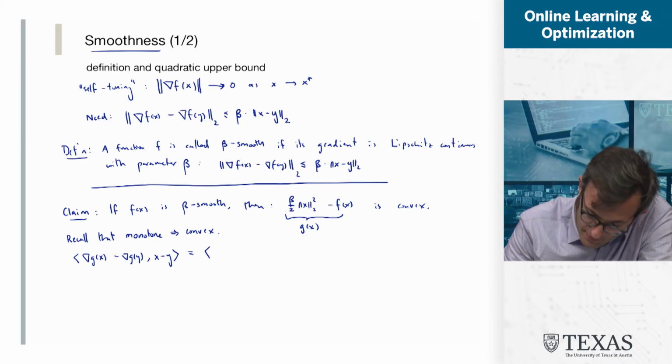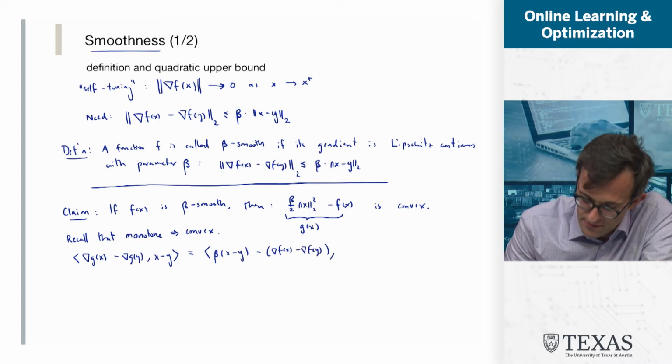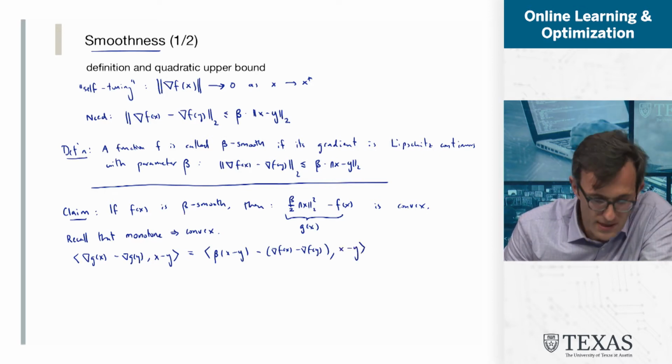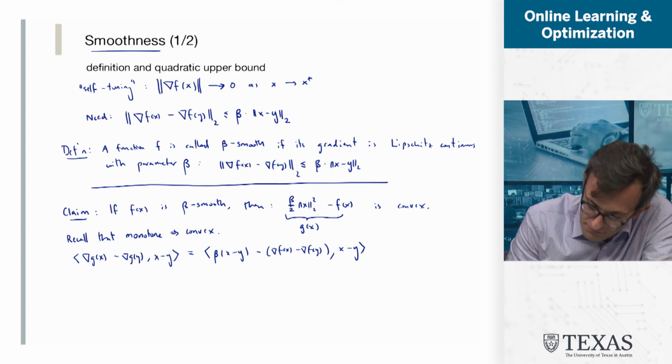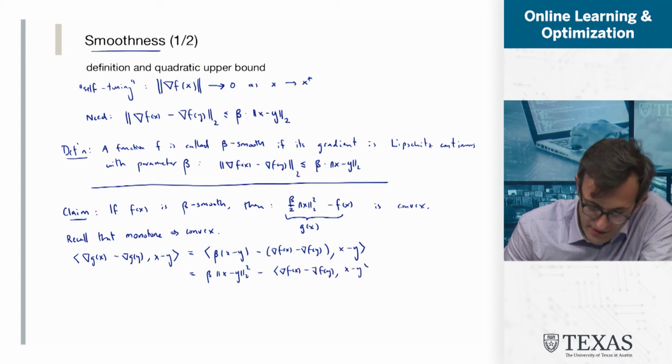Grouping those terms together, this is equal to beta times x minus y minus the gradient of f of x minus the gradient of f of y. That's the first term in the dot product, dot product x minus y. Now, this is equal to beta times x minus y dot product x minus y, which is just norm of x minus y squared, minus what's left, which is the gradient of f of x minus gradient of f of y, dot product with x minus y.